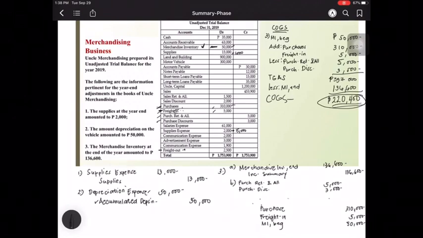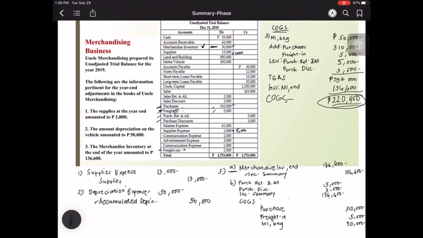So the last step in making the adjustment here is to recognize now your cost of goods sold. You cannot recognize it yet. You have to first reverse your income summary account recorded under step A here. So your income summary is originally credited for 136,600. Therefore, to close its amount, if it is originally credited here, we have to debit income summary for the amount of 136,600. All right. So after doing all those, we can now recognize your cost of goods sold here.